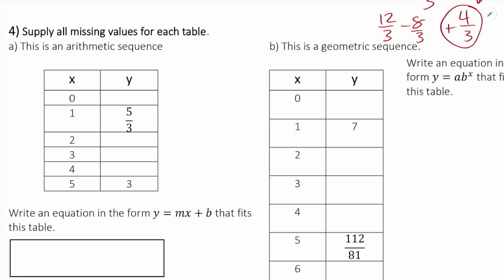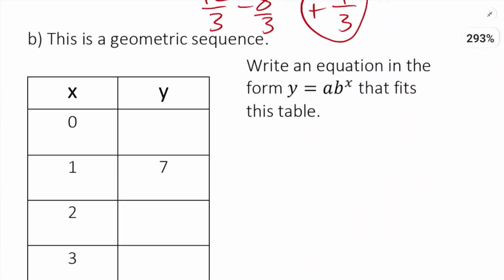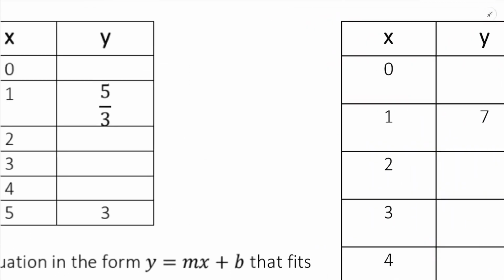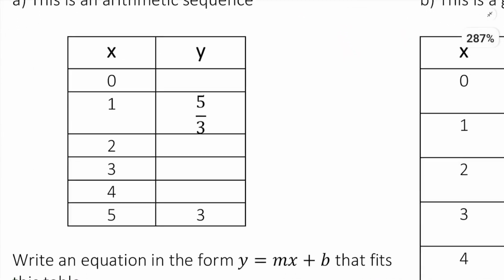On B, we were told it was a geometric sequence, and we were asked to write an equation in the form y equals ab to the x that would fit this. So here we are multiplying by this common ratio. We're multiplying by the same thing again and again instead of a common difference. So let's take a look at this one first.